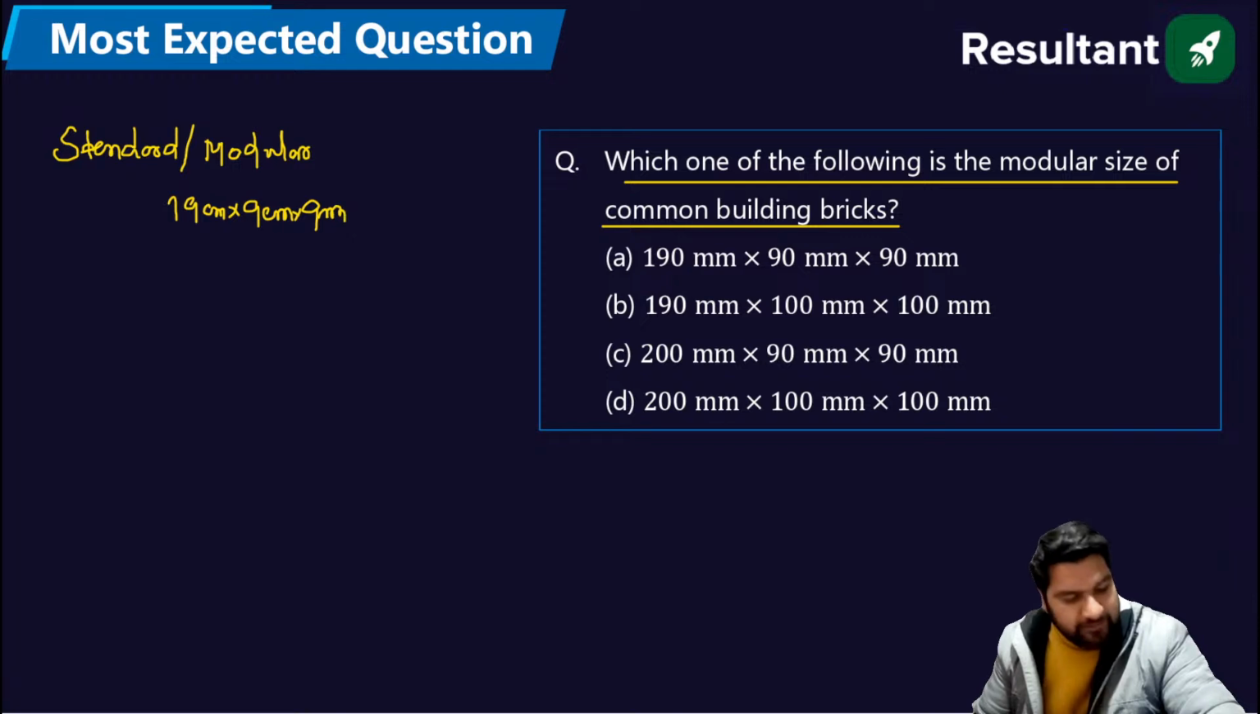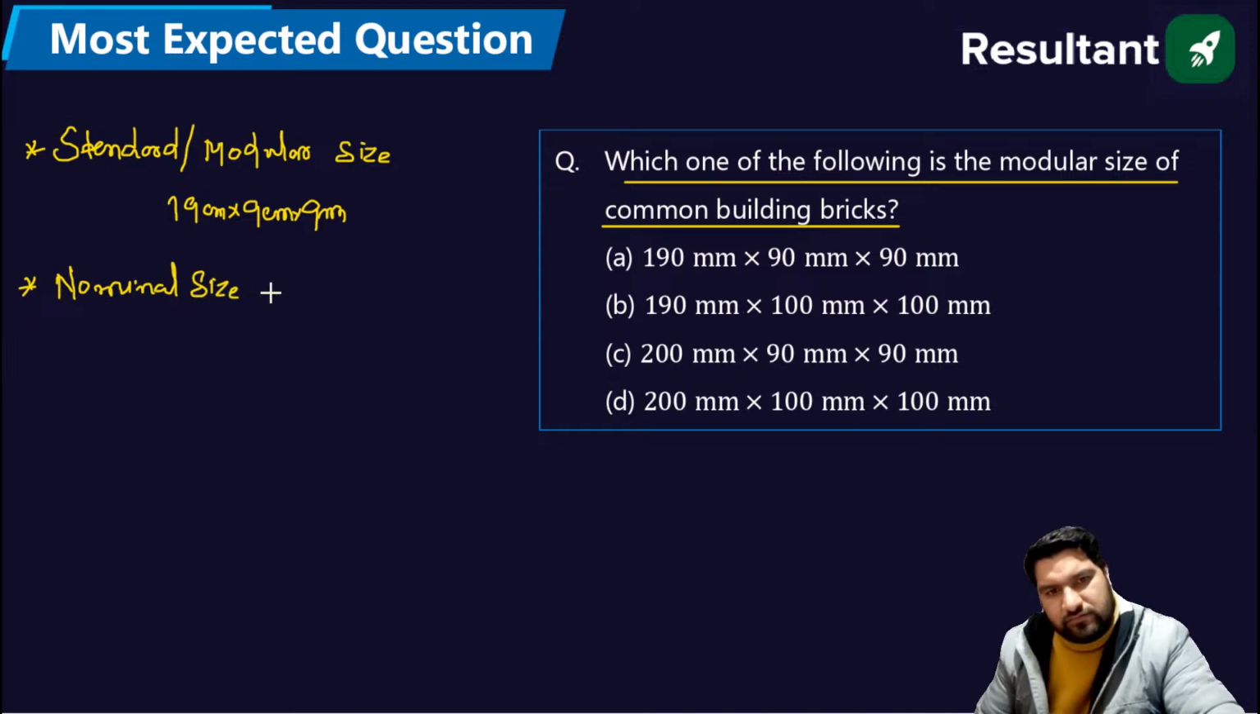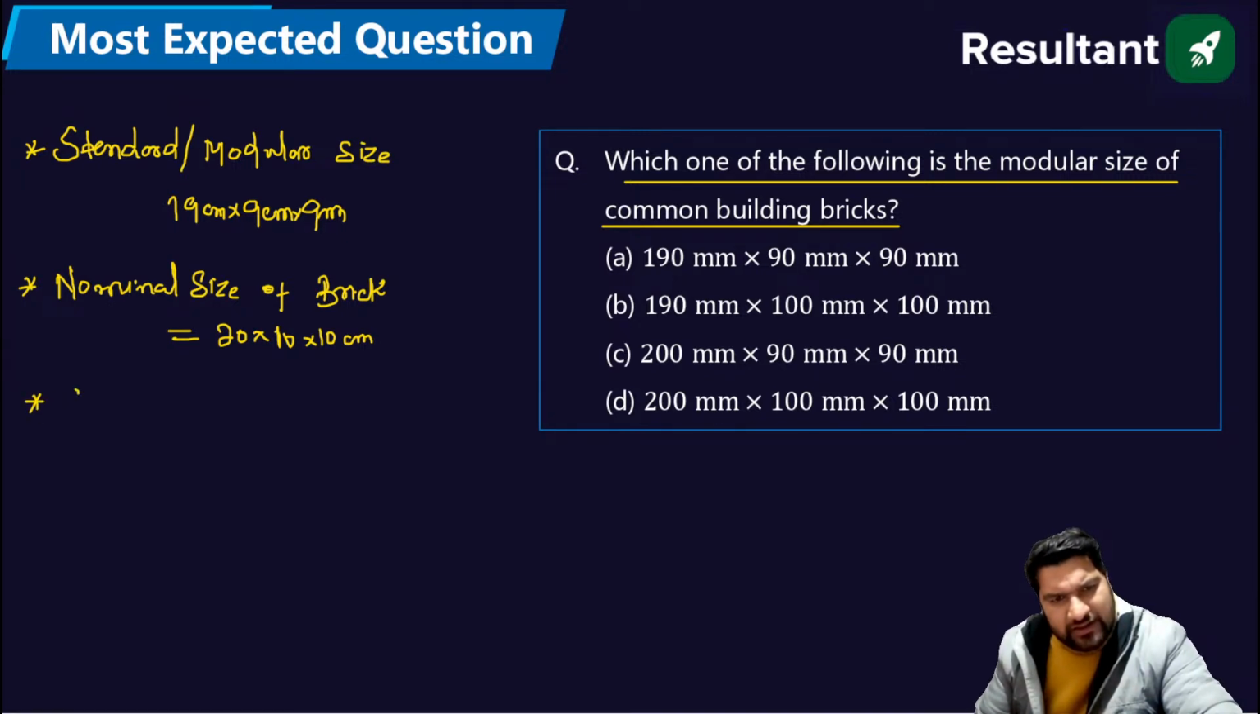If I talk of the nominal size, this is standard and modular size. What is the nominal size of the brick? Nominal size of brick is equal to 20 multiplied by 10 multiplied by 10 centimeter.